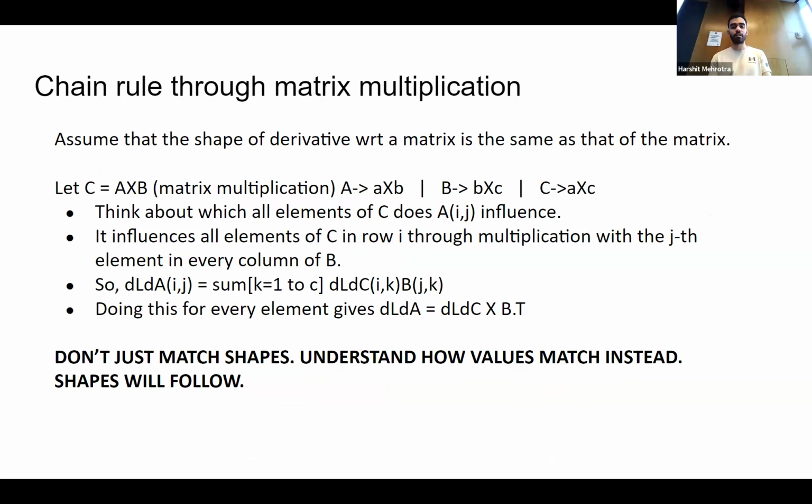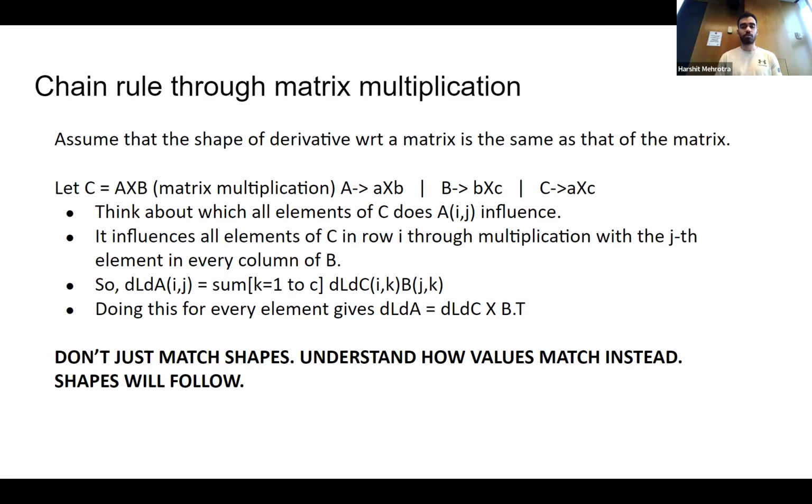The matrix multiplication case is a little more complex. So you have three matrices, A and B, which are A cross B and B cross C. They multiply to give you matrix C, which is A cross C. So let's again think of it in terms of one element. If I have to compute the derivative with respect to one element of A, like Aij, Aij will basically contribute to all elements in row i of C, because it gets multiplied with the jth element in every column of B.